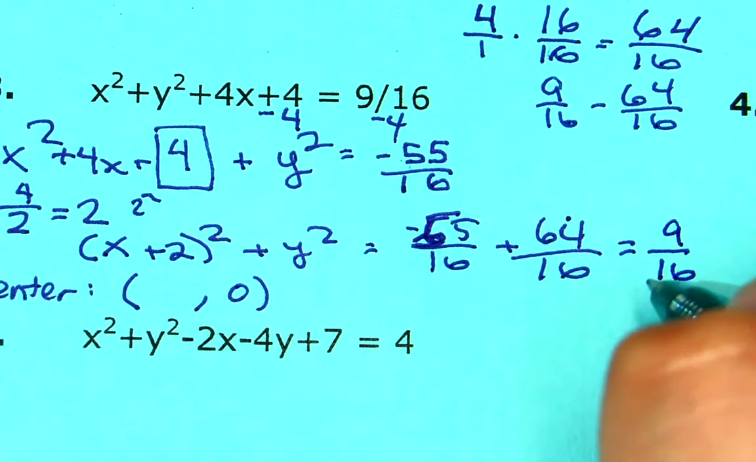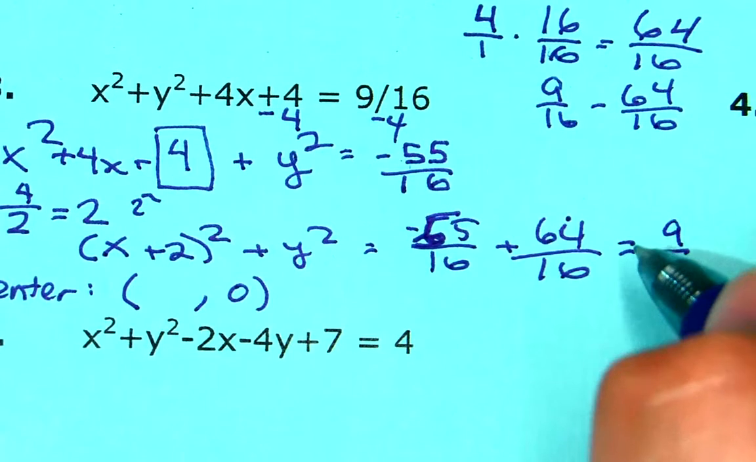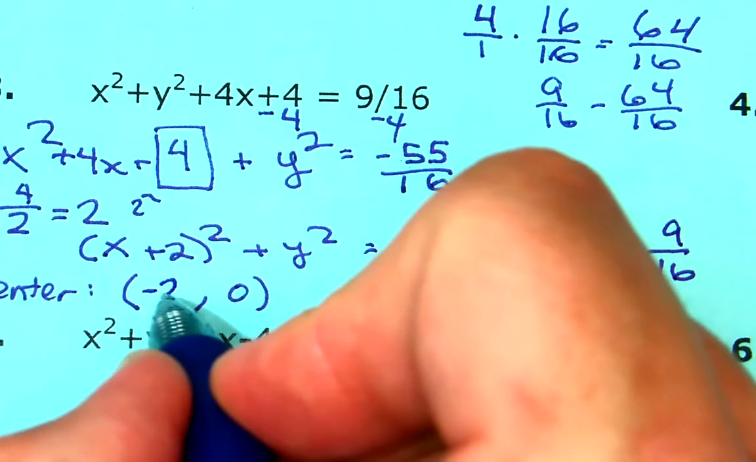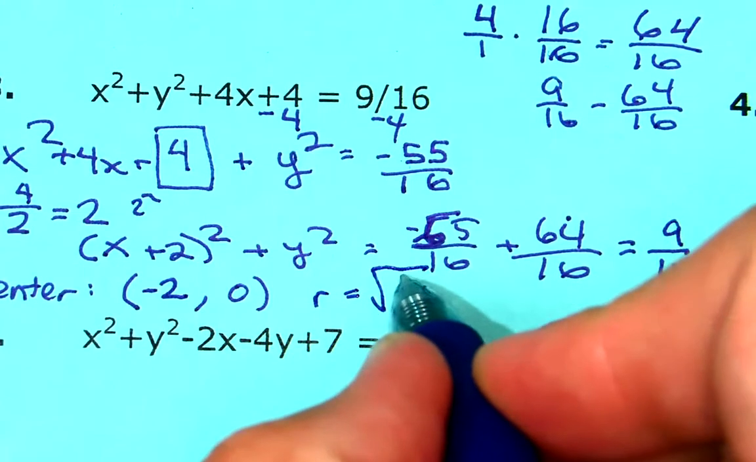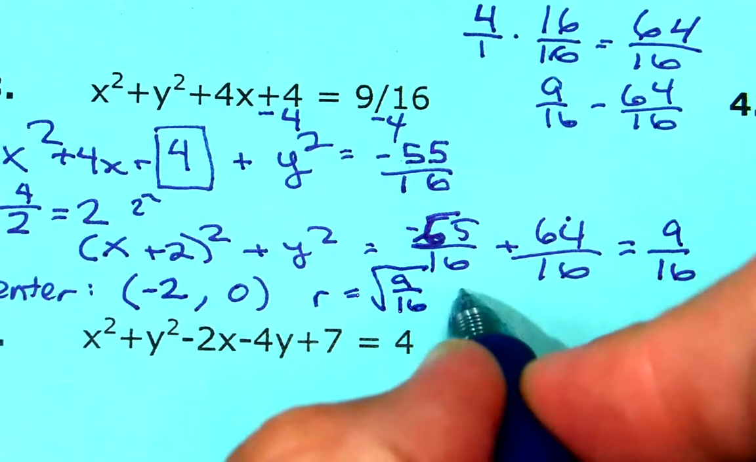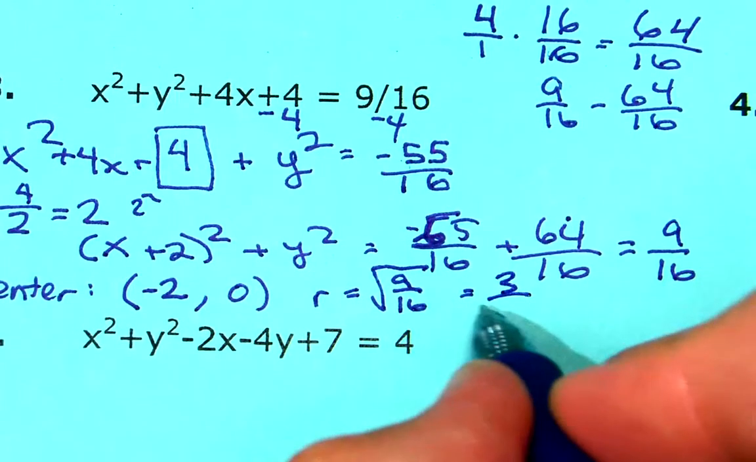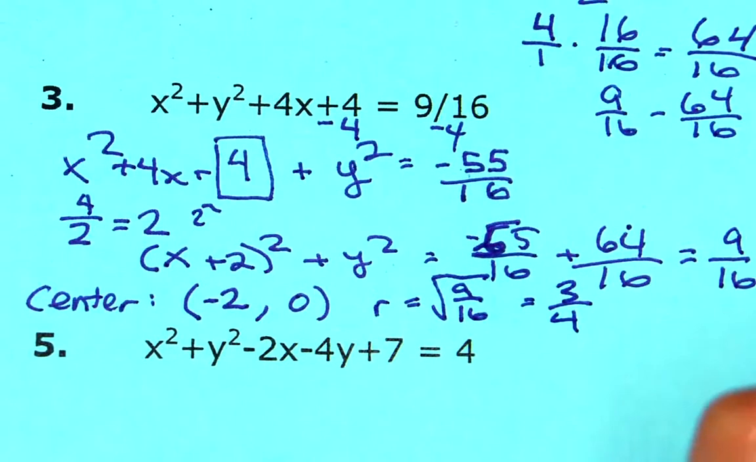So I didn't do anything. We subtracted 4 to start, but then we had to add 4 back. Nothing changed. So at this point, I know my center is going to be negative 2, 0. My radius is equal to the square root of 9 over 16. Well, what's the square root of 9? 3. What's the square root of 16? 4. So there's your center, there's your radius.